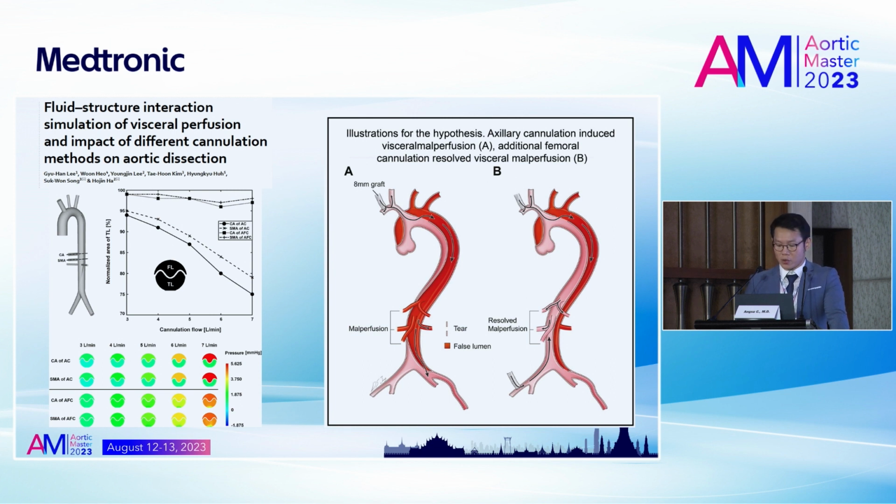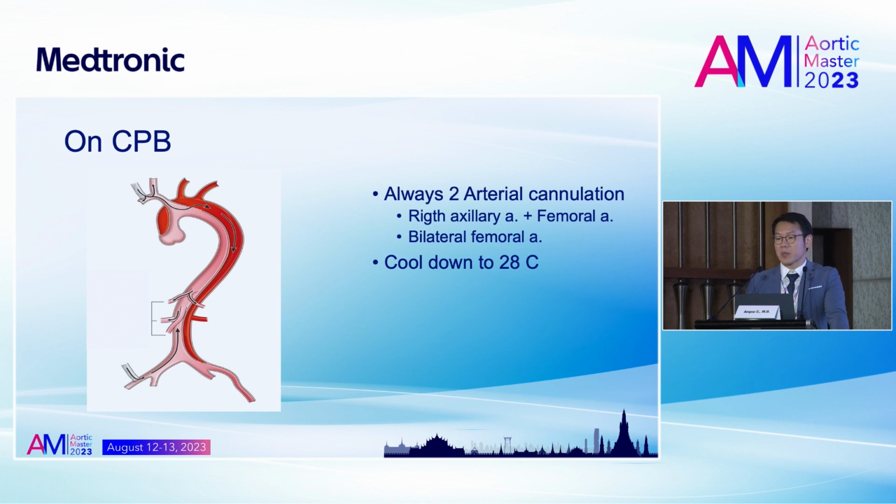So normally in the case of acute type A dissection where we suspect malperfusion, I normally use two arterial cannulations in the right axillary artery and femoral artery. And if you cannot use the femoral artery, I will select the bilateral axillary arteries, not the femoral artery, and cool the patient down to 28 Celsius.